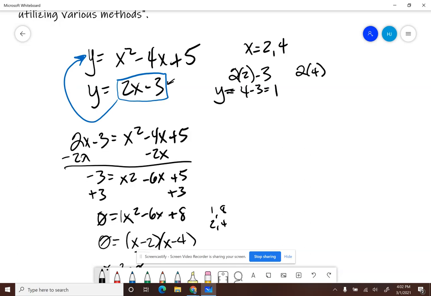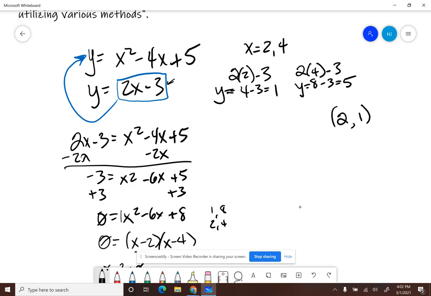So 2 times 4 minus 3. 2 times 4 is 8. 8 minus 3 will equal 5. So notice what we're really saying here. We're saying when I put in a 2, I get out a 1.